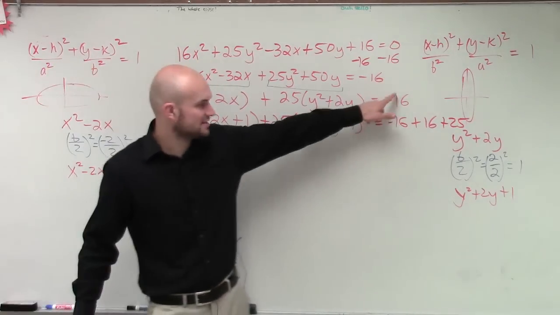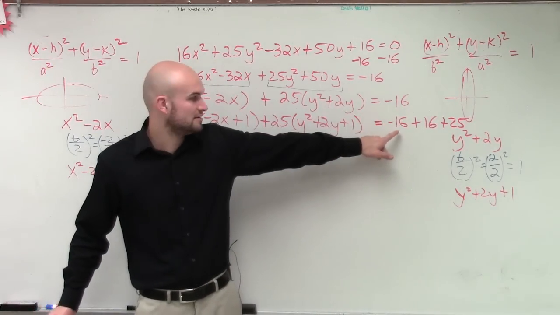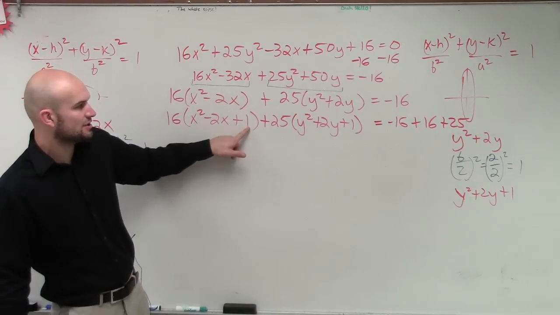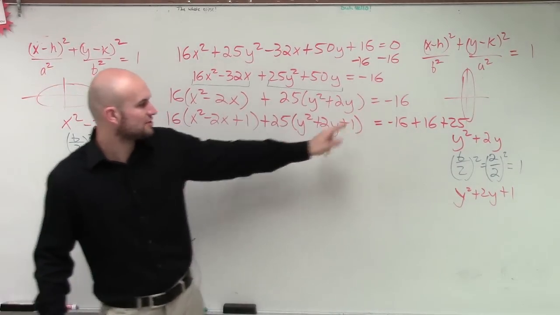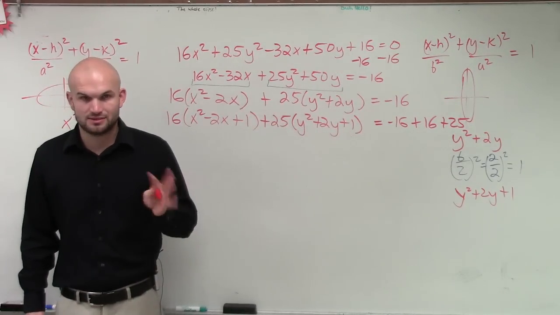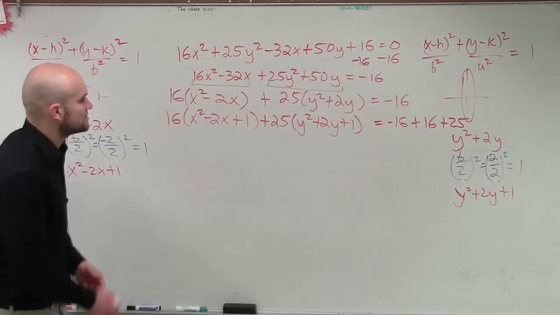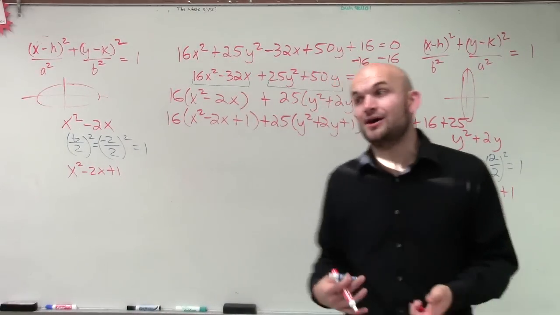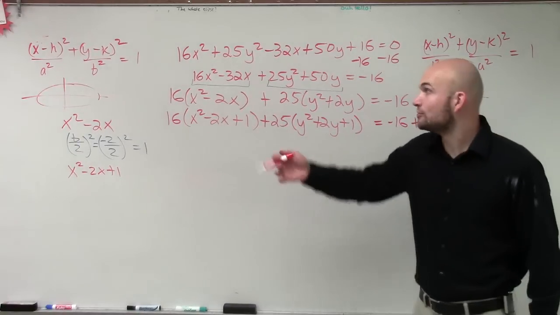So you guys see how the negative 16 stays with the negative 16. But then I added a 16 to the right side because I added a 16 to the left side. And I added a 25 to the right side because I added a 25 to the left side. Kind of makes a little sense? Yes. Okay. So now we have a perfect square trinomial which can factor down to a binomial squared, right?